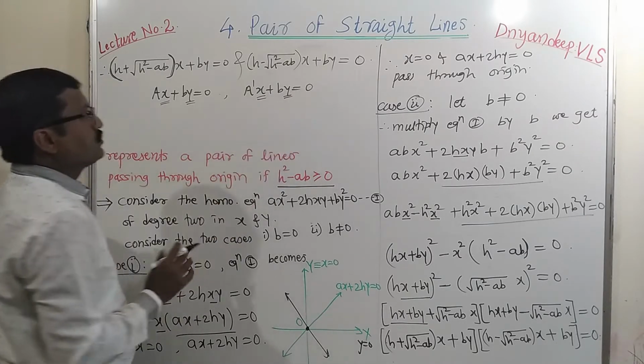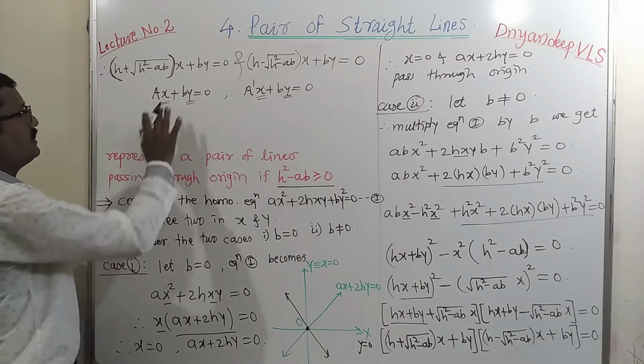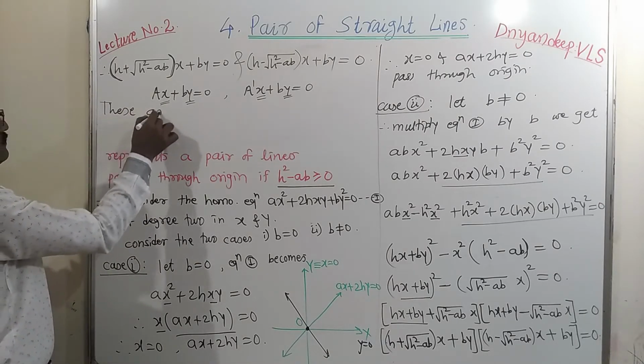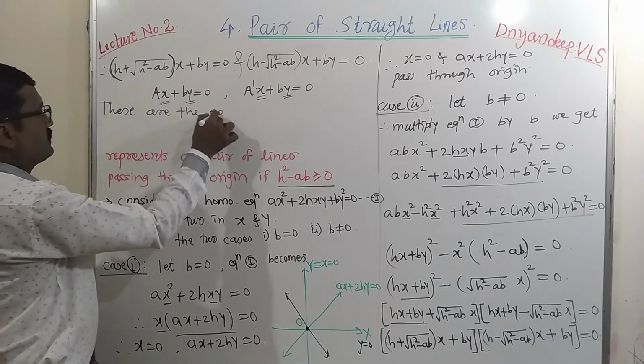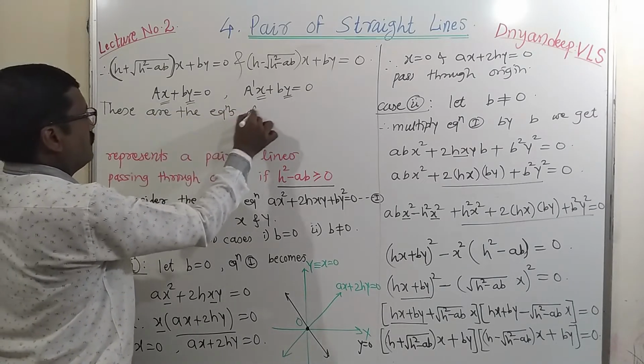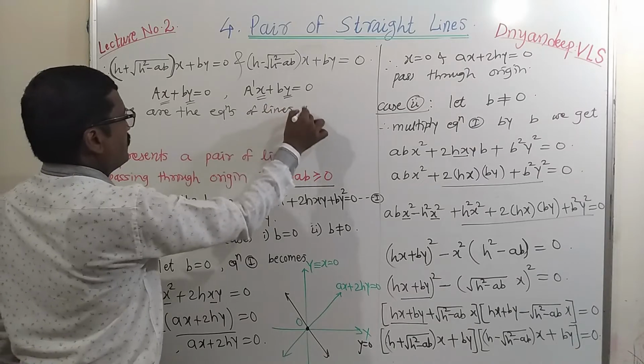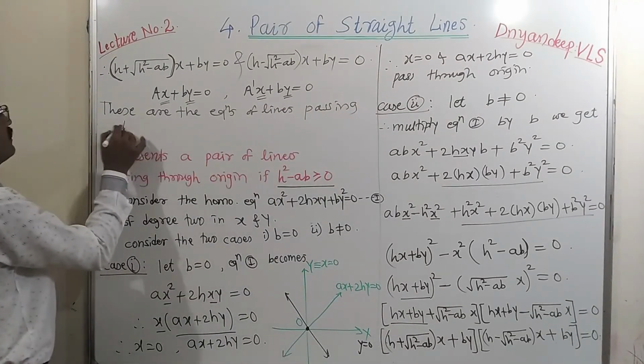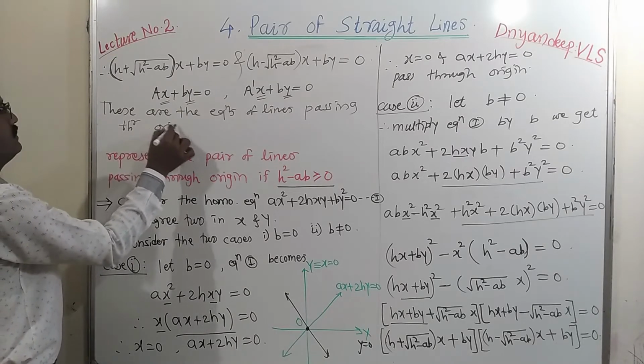X term, y term, constant is absent at this stage. Therefore, these lines, these are the equations of lines passing through origin.